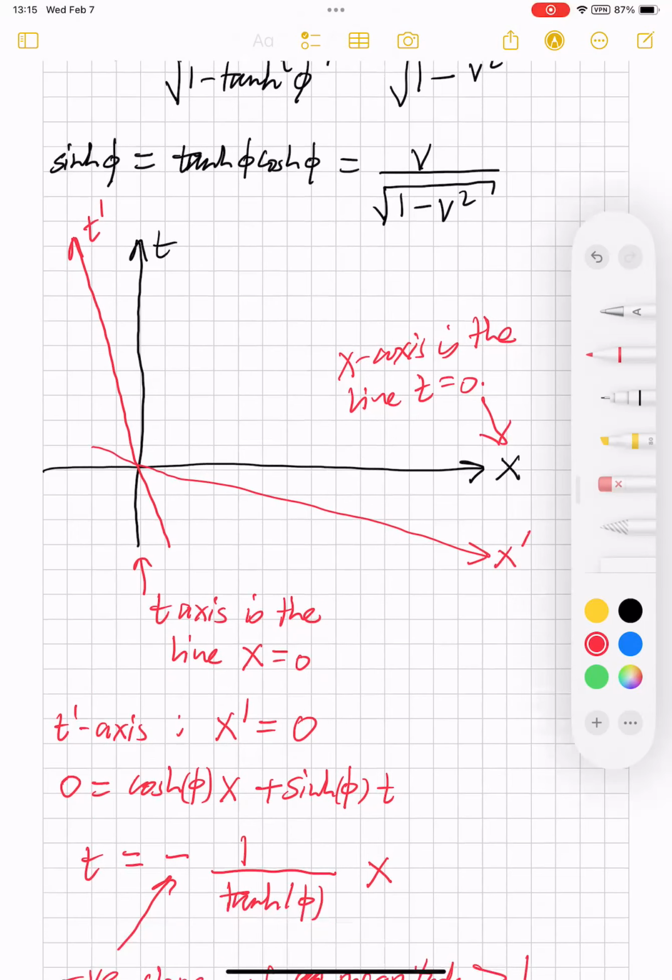Okay, let me just clear up a bit of space. So I hope that you understood exactly what we did there. We've got the t prime and the x prime axes, and let's talk about what this means.